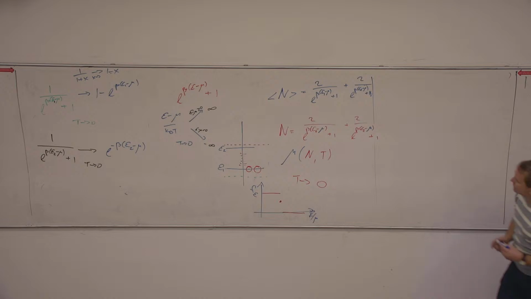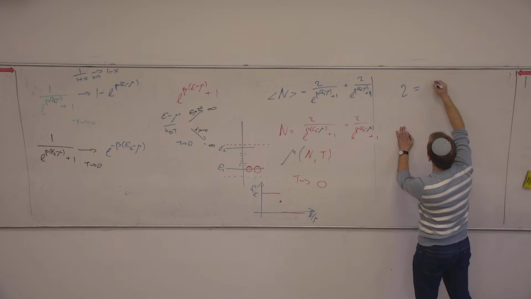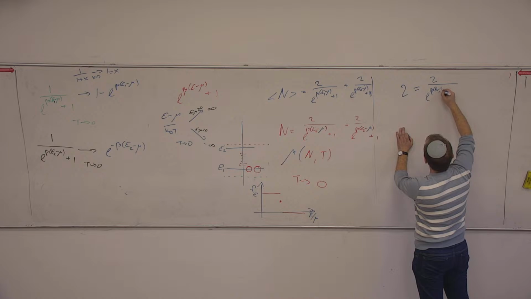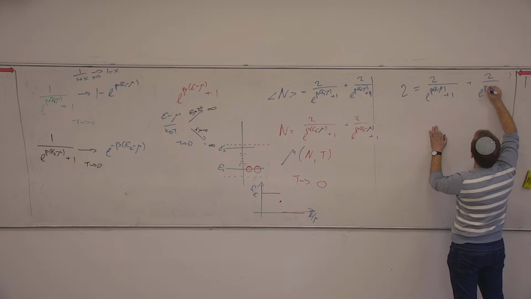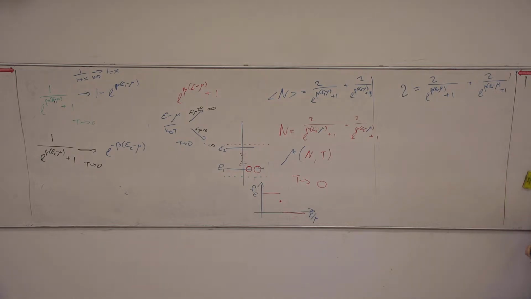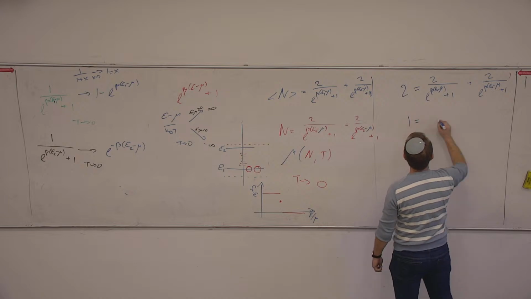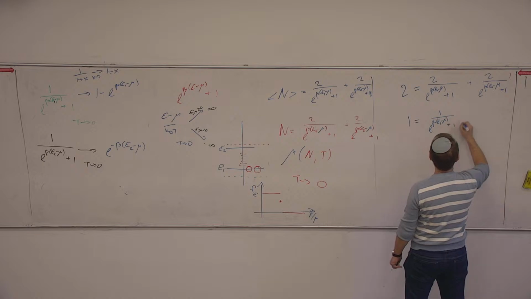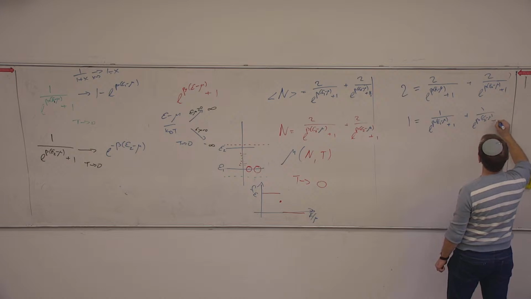So what happens over here? We assume that n equals 2, so it is 2 divided by e to the power beta epsilon 1 minus mu plus 1, plus 2 divided by e to the power beta epsilon 2 minus mu plus 1. Right? So I don't care about these 2's anymore. So I have 1 equals 1 over e to the power beta epsilon 1 minus mu plus 1, plus 1 divided by e to the power beta epsilon 2 minus mu plus 1.